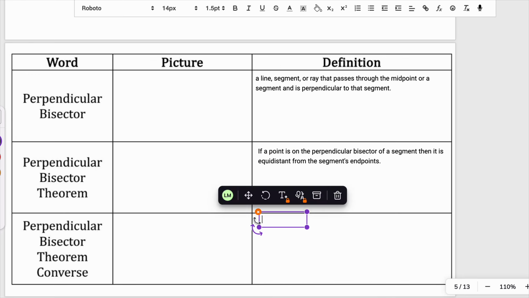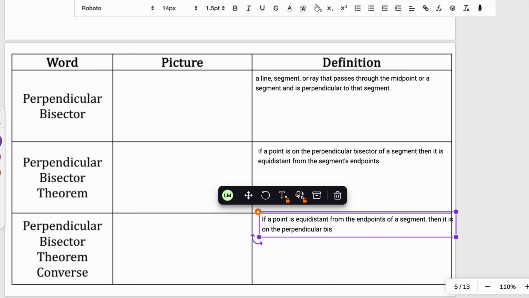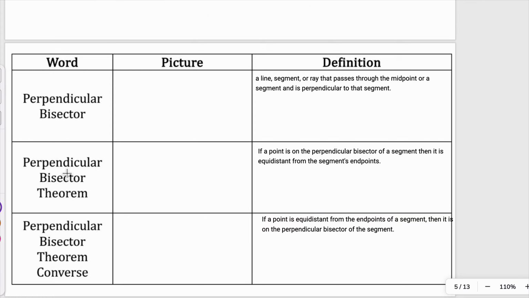The last one is the perpendicular bisector theorem converse, and that just says if a point is equidistant from the endpoints of a segment, then it is on the perpendicular bisector of the segment. Okay, so let's draw some pictures just to see what those things would look like.